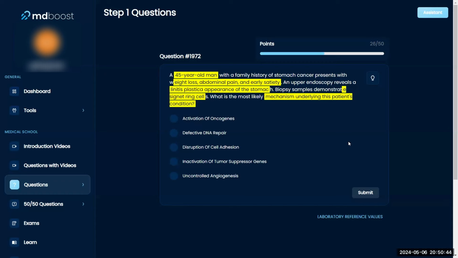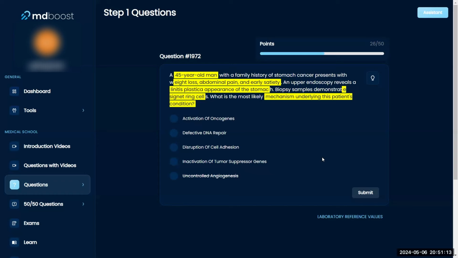This is pretty much clear-cut diffuse gastric cancer, not caused by H. pylori, but caused by things like smoked meats and people who eat a lot of high protein meats. Man, it's just those little details that I keep missing. Well, yeah, this is a difficult one for sure. The diagnosis is 100% spot on, very, very spot on. So I would probably say not uncontrolled angiogenesis.